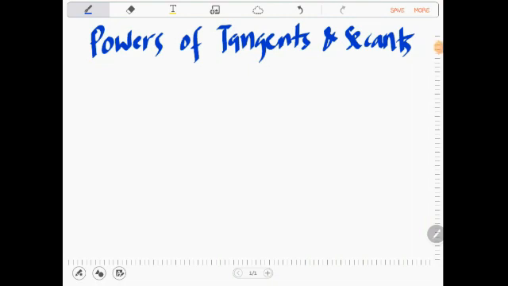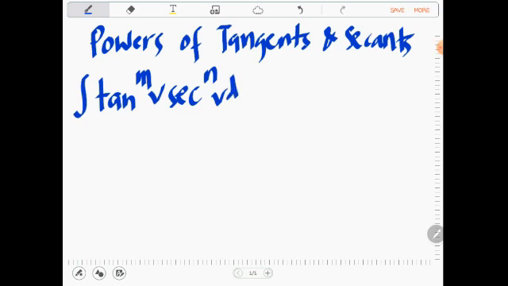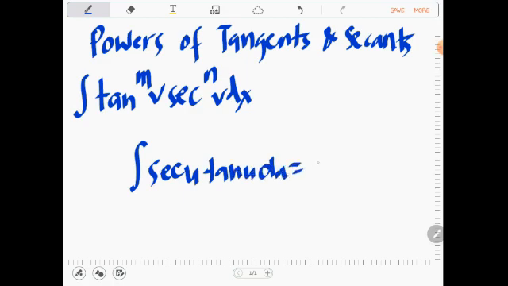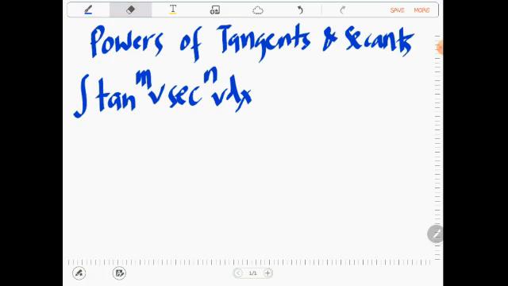Powers of tangents and secants. So consider the trigonometric integral of the form integral of tan raised to m of v, secant raised to n of v dx. Okay? So alam natin na yung integral ng secant u tan u du is equals to secant of u plus c. Diba? So, yun yung ating mga unang topic.